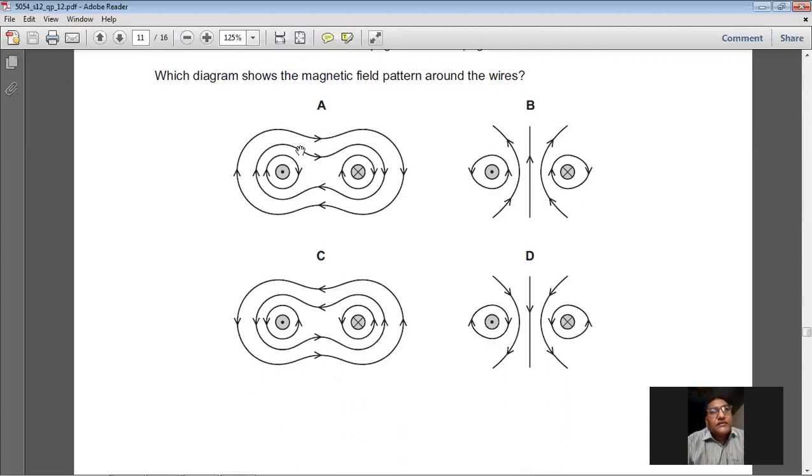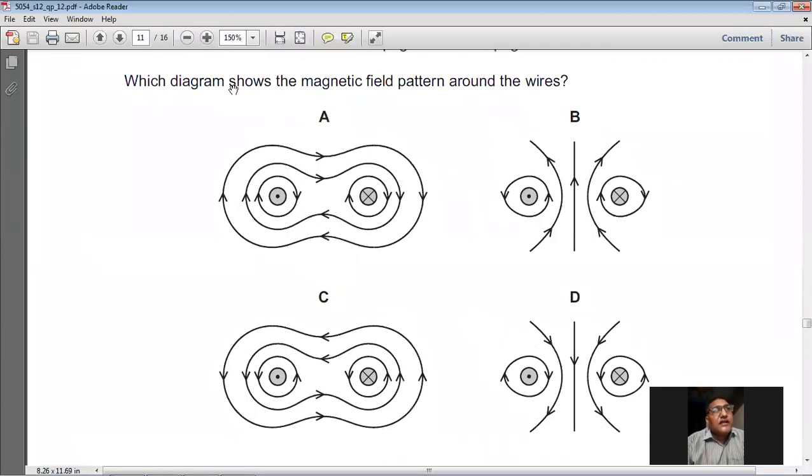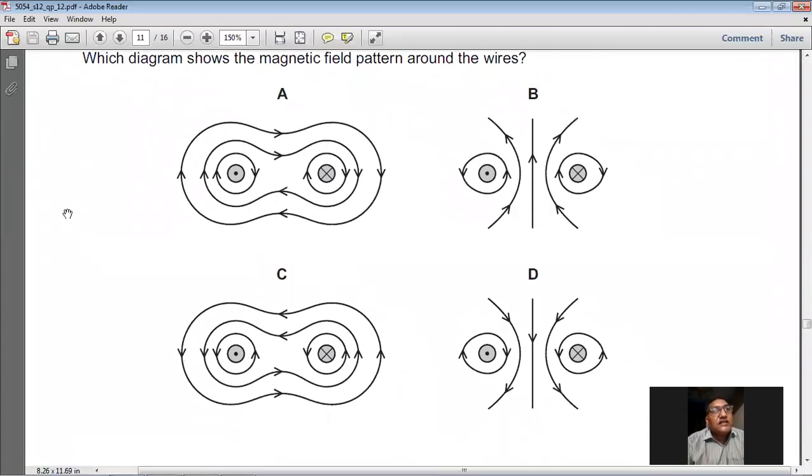Let me explain to you how the other options are rejected. Here, around the dot is represented clockwise, that's wrong. Around the cross here is represented anti-clockwise, that's right. Around the cross again represented with the anti-clockwise, that's wrong. So these two are wrong. Here around the dot he represented with the clockwise, that's wrong.